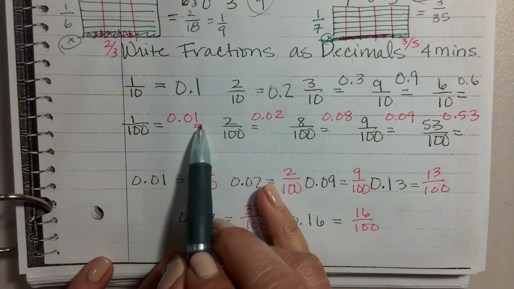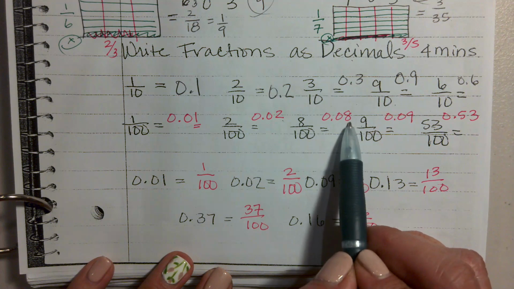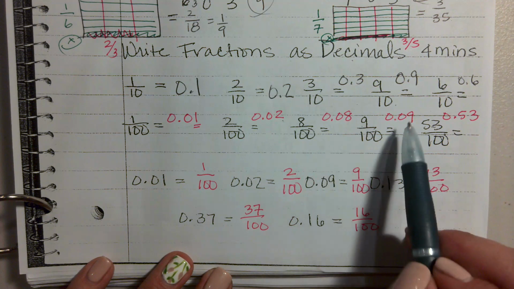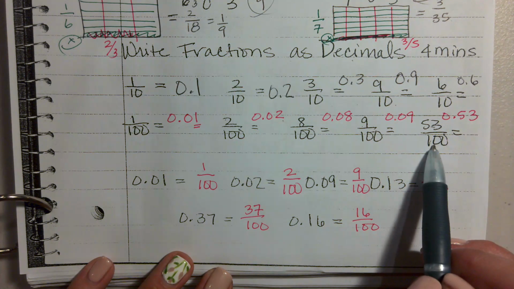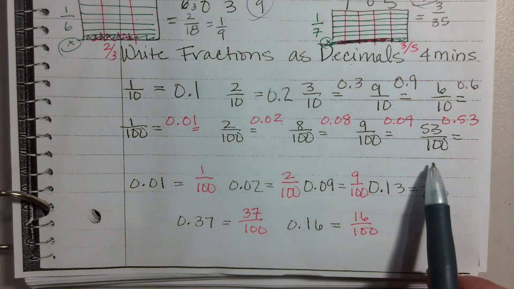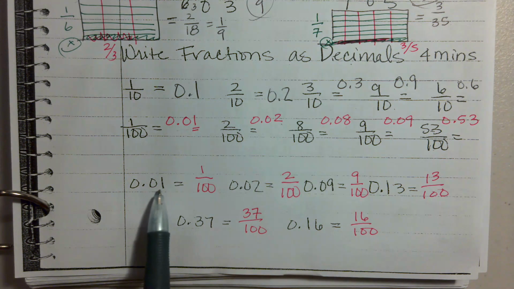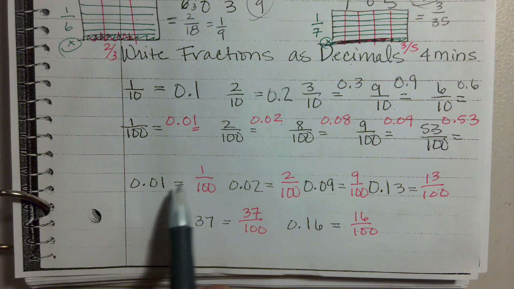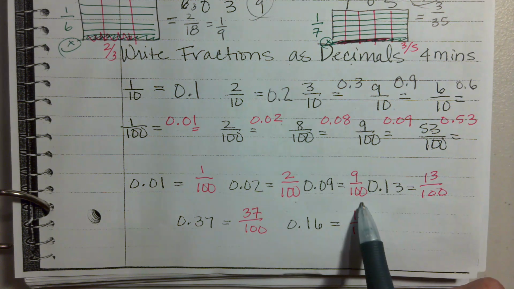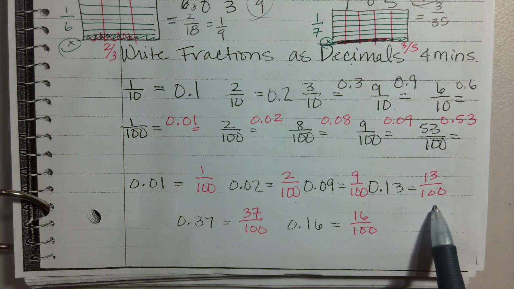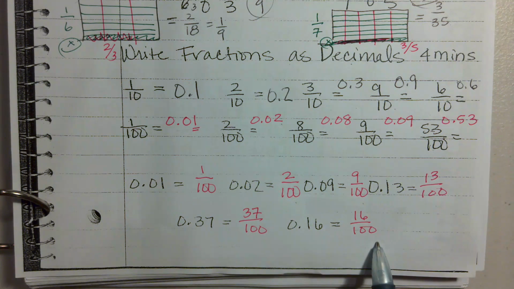So 0.01, 0.02, 0.08, because 8 is in the 100th spot, right? 0.09, 0.53, so 53 hundredths, right? Now, let's put that into a fraction. So it's all in the 100th spot, so it's 1/100, 2/100, 9/100, 13/100, 37 hundredths, 16 hundredths.